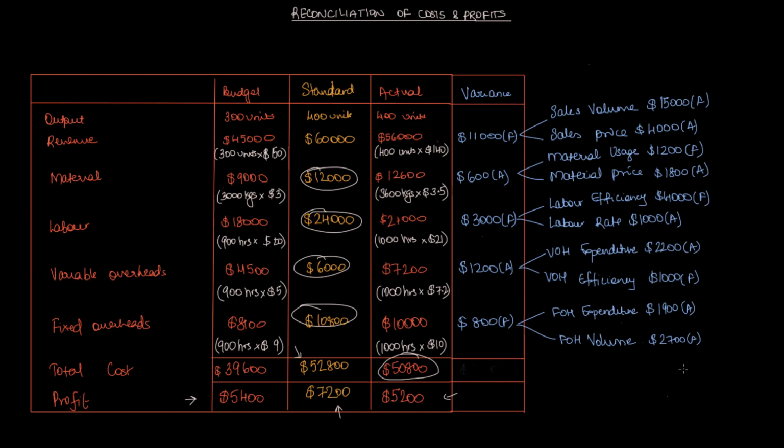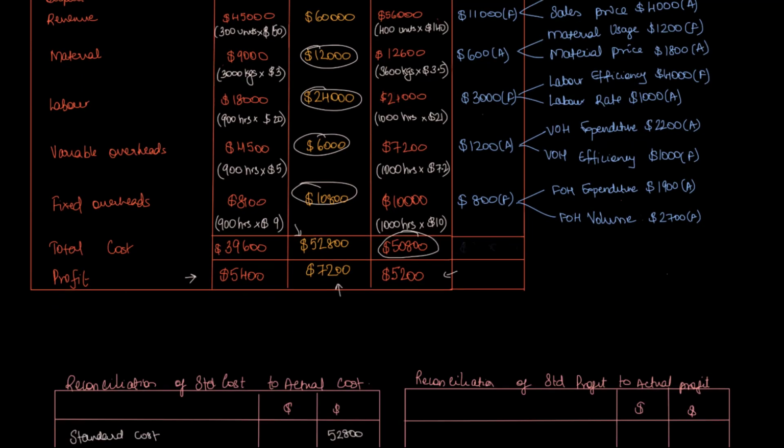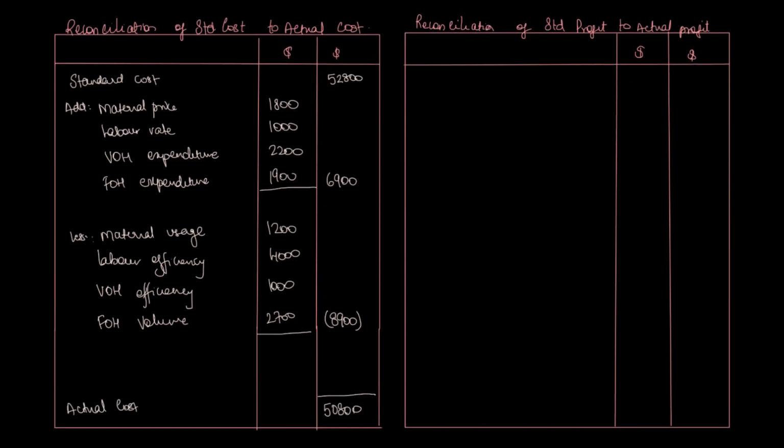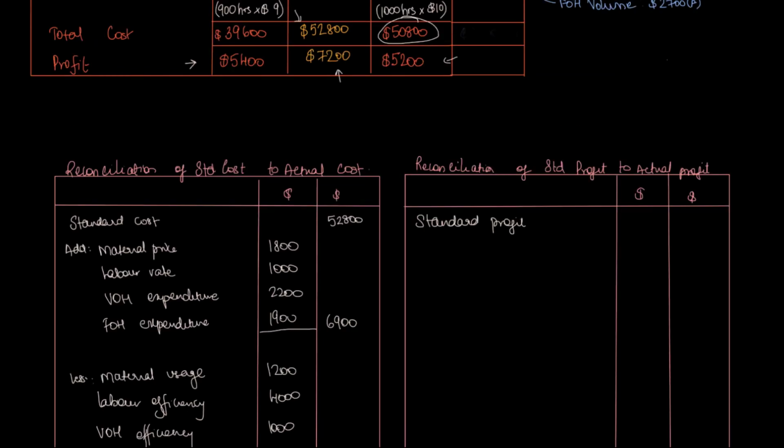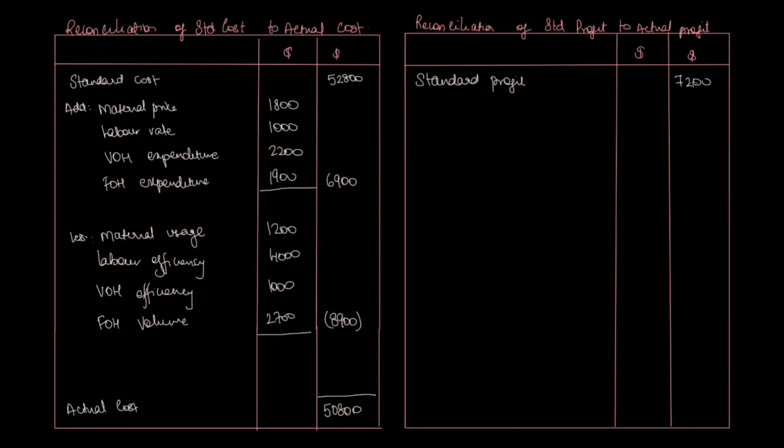Now let's do the same thing with the profit reconciliation. Our standard profit was 7,200, but actual profit was 5,200. So what we're going to do here, we're going to go to the right side of the format. Standard profit, $7,200. So we need to add and subtract the variances in such a manner that we can arrive at our actual profit.